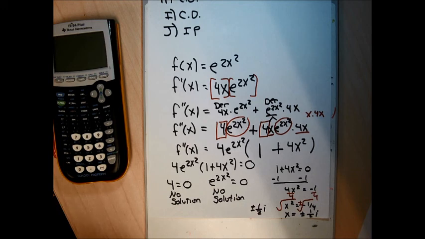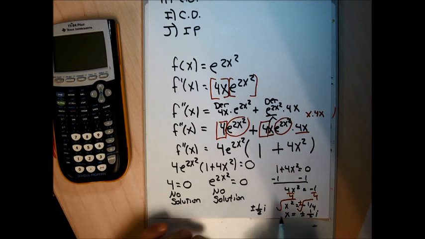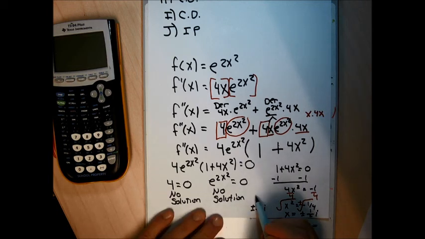And that is, in some sense, a critical number, but it's an imaginary critical number. And when I make my number line and put critical numbers on my number line, there's no i's on a number line. Those are only real numbers. So even though it gives me a critical number, it's a non-real critical number, and it's not a critical number that's going to go on my number line.